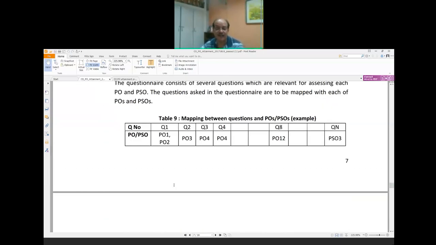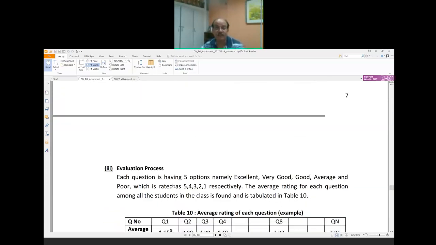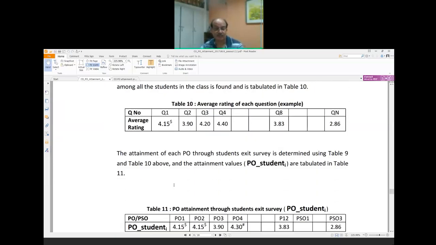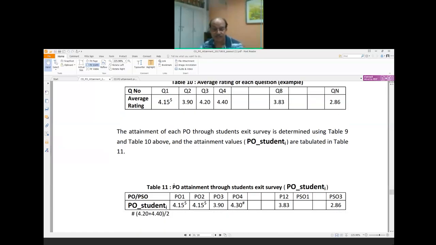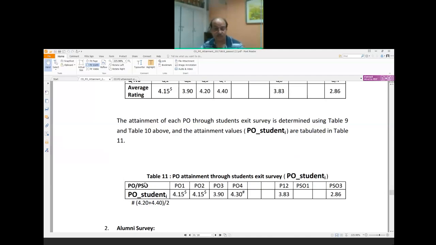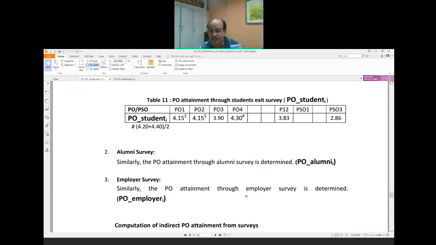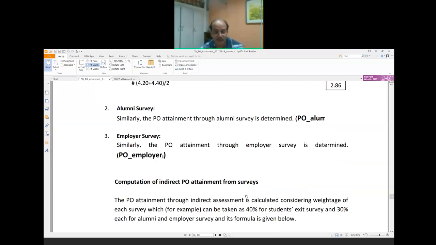So we determine the attainment of each PO through student exit surveys using table 9 and table 10. Table 9 was your questions and the POs and PSOs, and this is my evaluation for each of the questions. This is how I tabulate these values in this table. Then similarly, we perform the alumni survey. PO attainment through the alumni survey is determined by this. And for the employer survey, we think of how employers are using this mechanism.